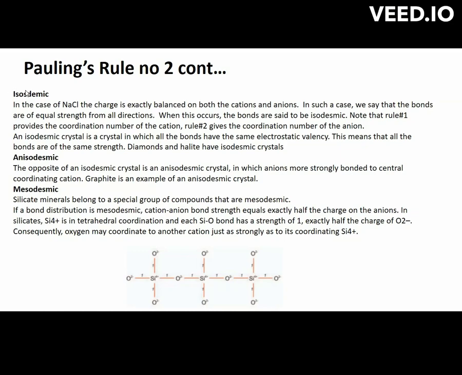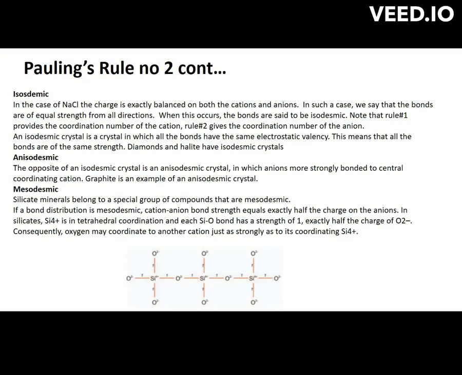So for the isodesmic, remember iso means the same. So in simple terms, the isodesmic crystals have all the bonds having the same electrostatic valency.